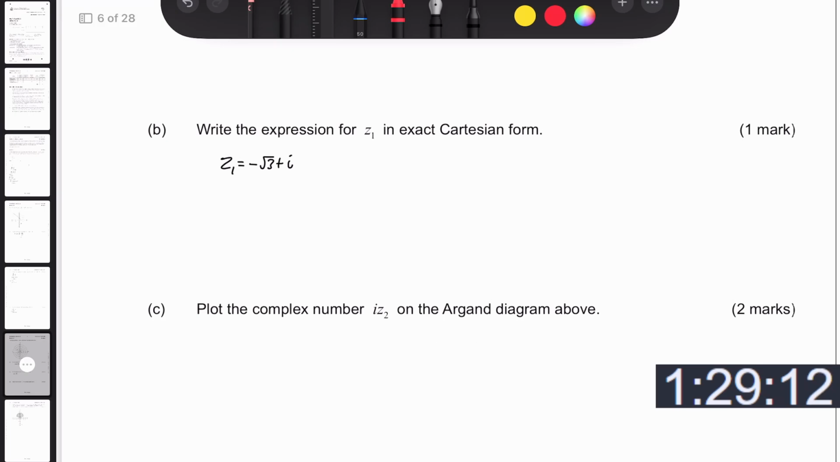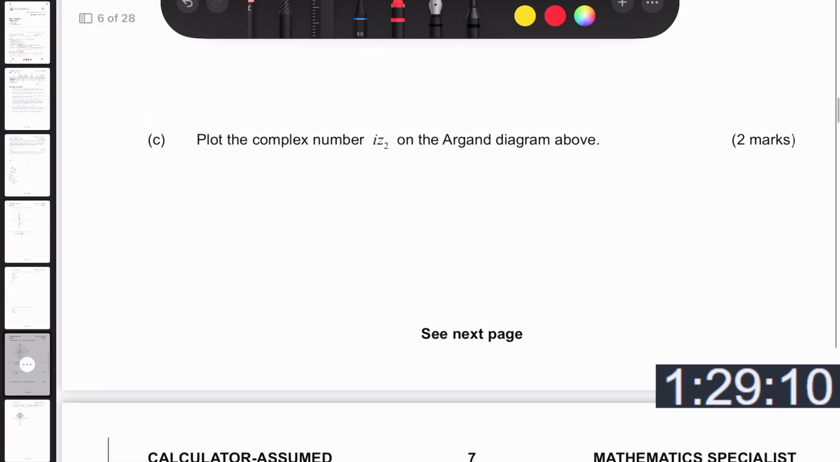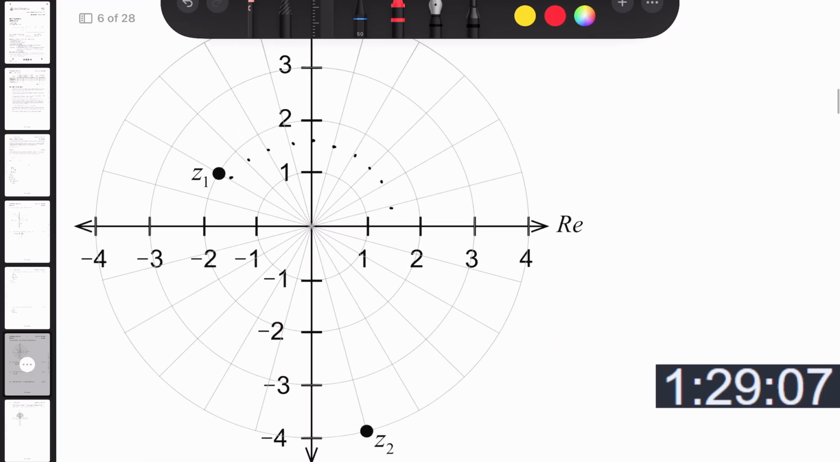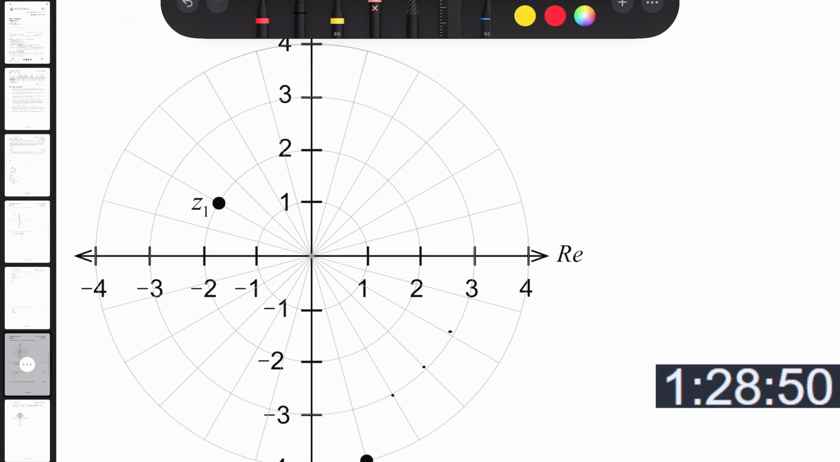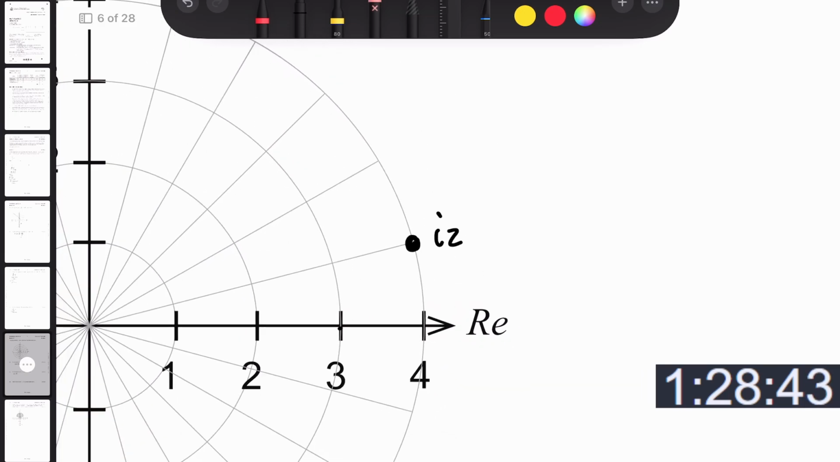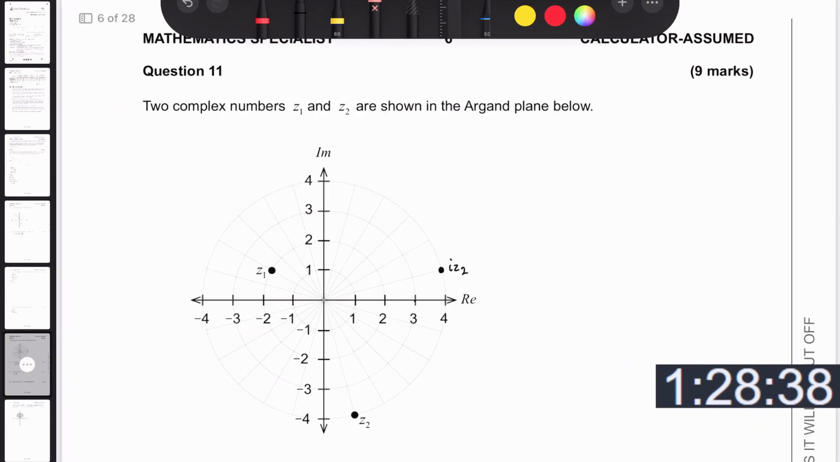Plot the complex number i z2 in the Argand diagram below. So I need to move this up by 90 degrees. So if it's 90 degrees, 1, 2, 3, 4, 5, 6, I need to move it 6 up. So I go 1, 2, 3, 4, 5, 6. So it'll be up to here. So this will be i z2, and you move it anti-clockwise. So yes.